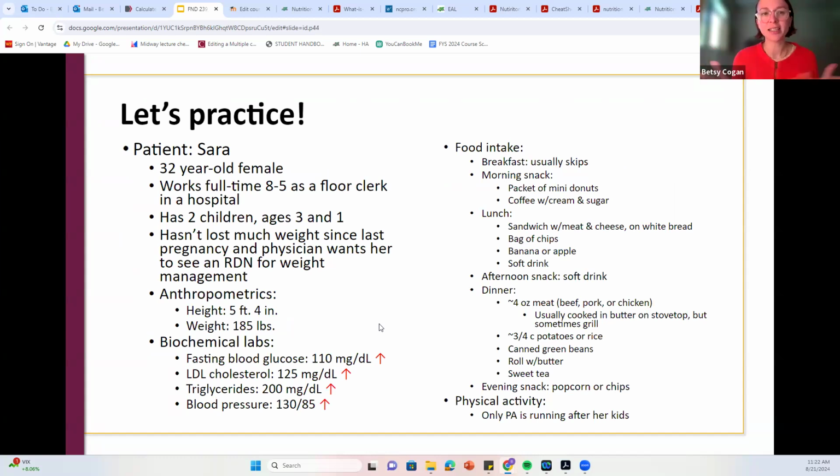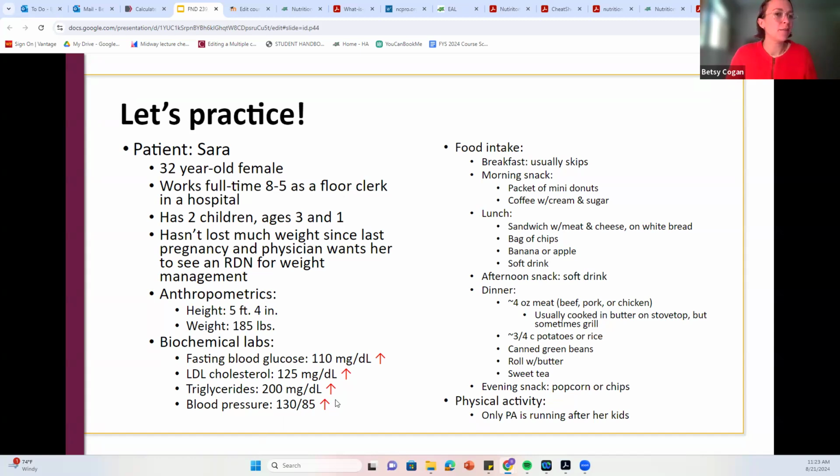So last but not least, I'd like us to now practice. So at the end of this video, I hope that you are able to go through the ADIME process for this patient, for Sarah. Look at the data we have on Sarah, and then figure out, give her a nutrition diagnosis. So if we take a look, we are looking at the anthropometrics, the ABCDs of assessment, what's going on with her, what is the nutrition problem here that we can address?